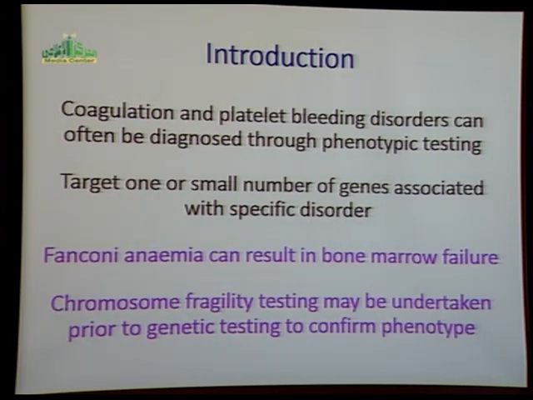Fanconi anemia is the second disorder that I'm going to speak about, and that can result in bone marrow failure. There is a phenotypic test that can be undertaken, which looks at chromosome fragility testing, and this may be undertaken prior to genetic testing to confirm an individual's phenotype. But in our experience, it's done fairly rarely, so the phenotype often hasn't been pinned down that well when the patients are referred to us.